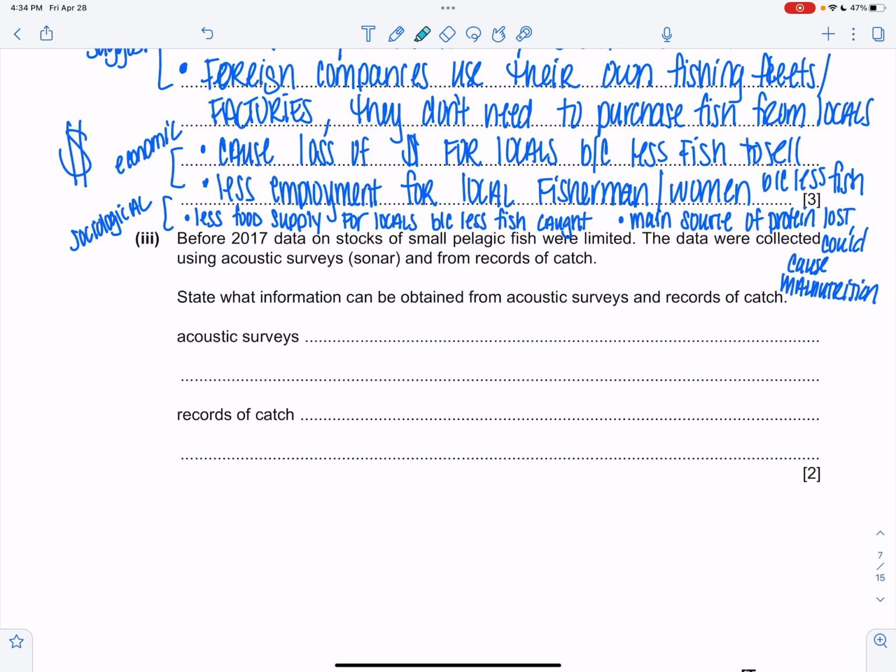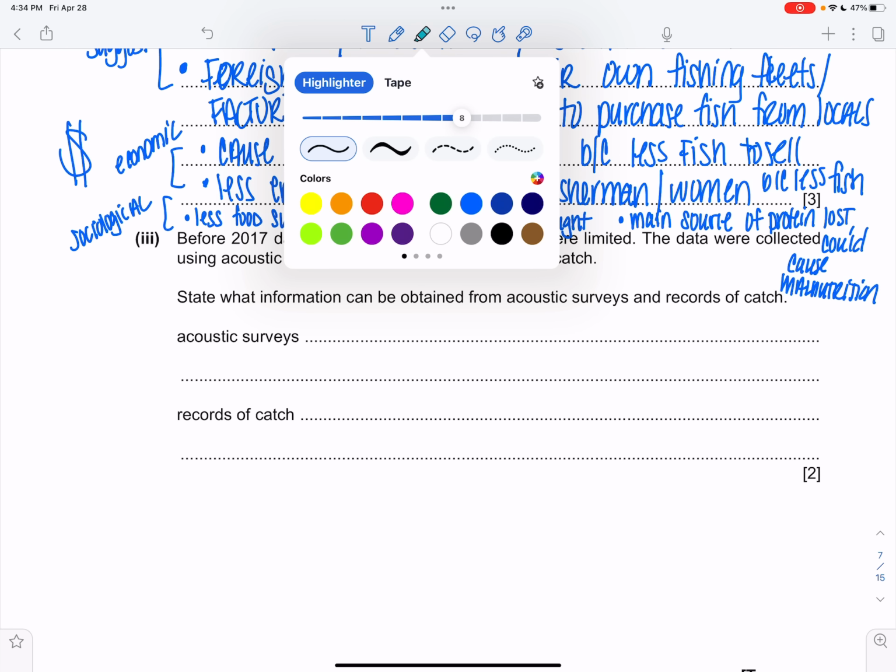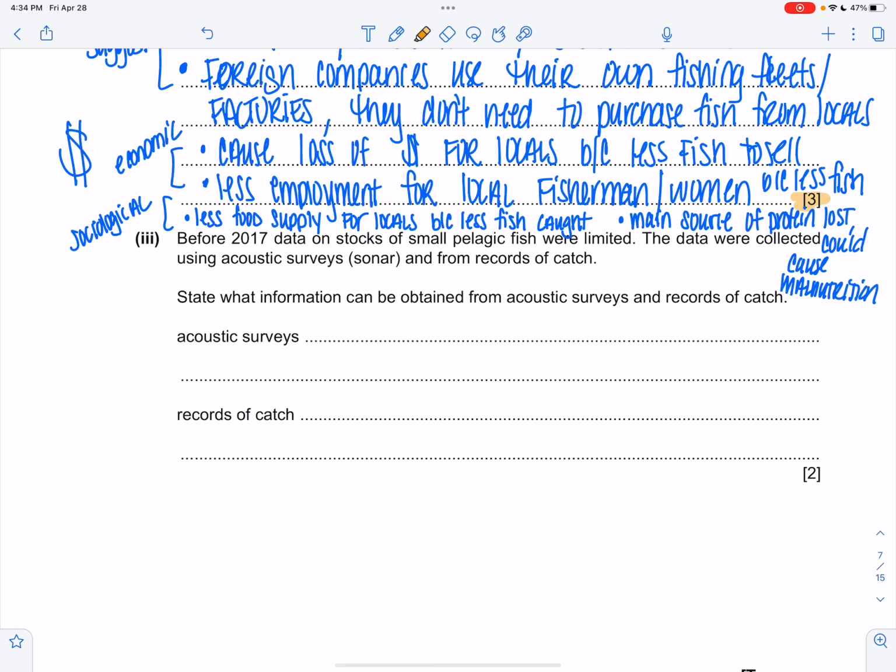So referencing how we can use modern fishing methods. Before 2017, data on stocks, back to my orange. Data on stocks of small pelagic fish were limited. The data were collected using acoustic surveys, or using sound, sonar, and from records of catch. And every time I hear records of catch, I feel a little skeptical because we know that fishermen can falsify that so that they're not fined.